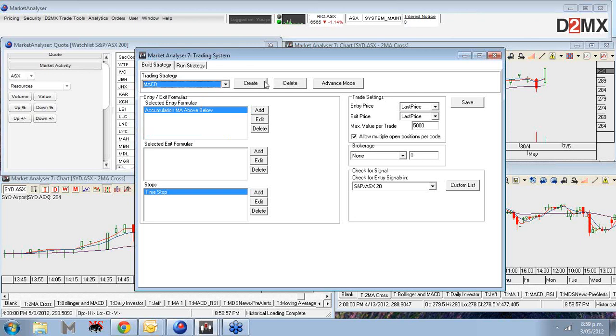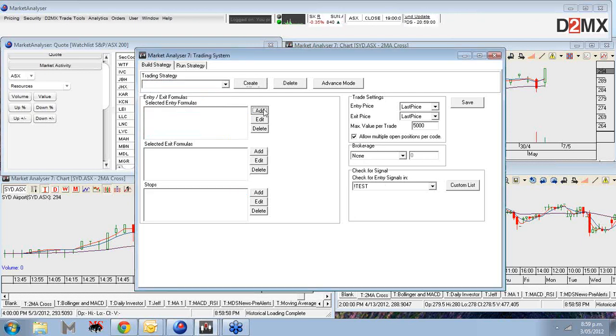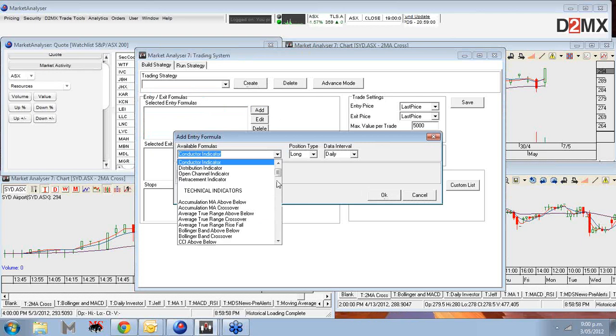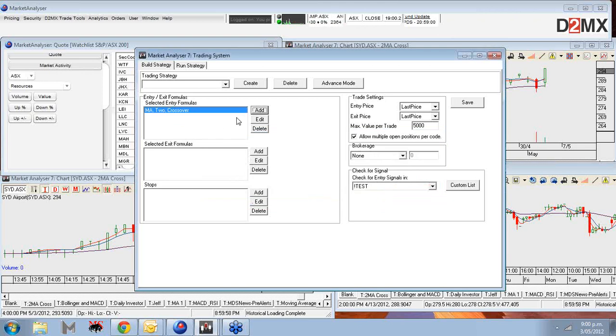Well, we're going to create a new strategy. Yes. And we're going to add in the entry formulas. Scrolling down, we're going to take a look at the moving average crossover that we're looking at for 3 and 9, fast across above slow, and we'll tell that OK. So that's our entry signal.